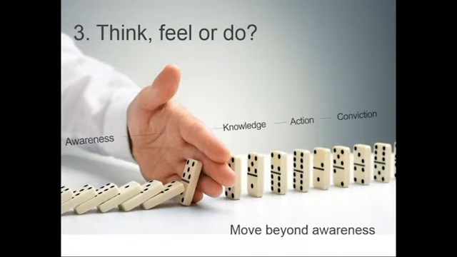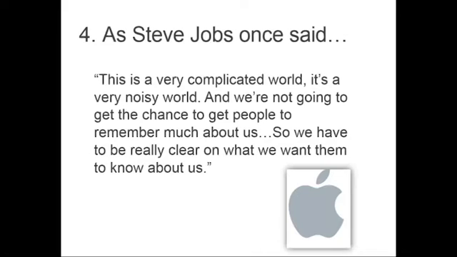So as Steve Jobs once said, this is a very complicated world. It's a very noisy world, and we're not going to get the chance to get people to remember much about us. So we have to be really clear on what we want them to know about us. What we want them to know about us can be thought of as the key messages, and that's what we're talking about today. And the "them" in that statement is your target audience. So even in a company like Apple that's ubiquitous around the world, they think very clearly about the few things they're going to say and the people that they're actually talking to.